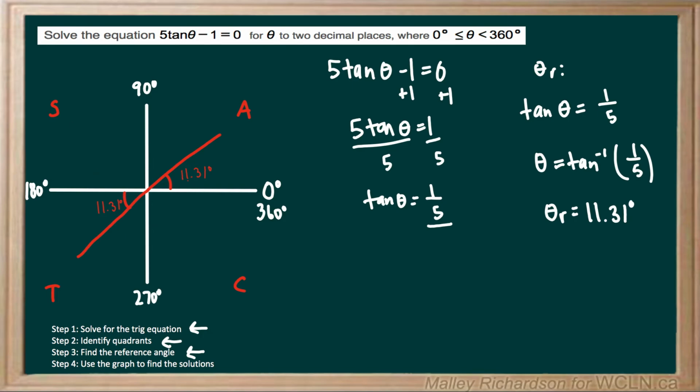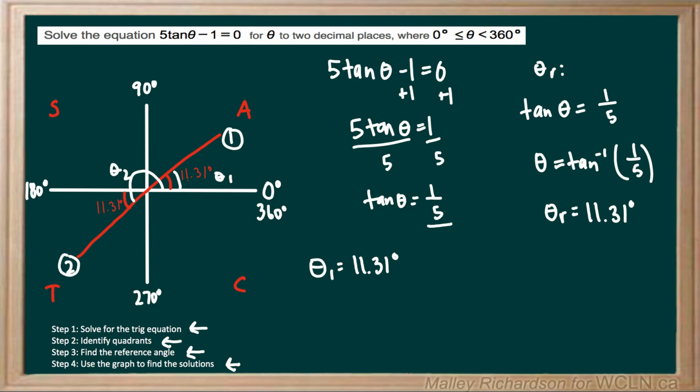Now that we've found our reference angle, let's use the graph to find our solutions. So as we can see on the graph, we have terminal arm 1 and terminal arm 2. Starting from 0 degrees, we have our standard position angle, we'll label that theta 1, and we have our second standard position angle, and we'll label that theta 2. As we can see, theta 1 is simply the reference angle because it's an acute angle with 0 degrees. So we can say that theta 1 equals our reference angle of 11.31 degrees.